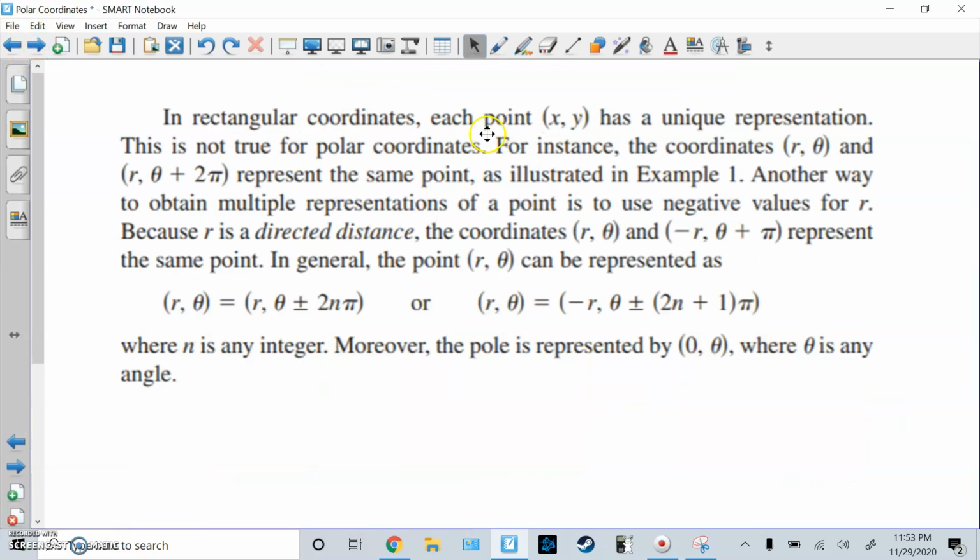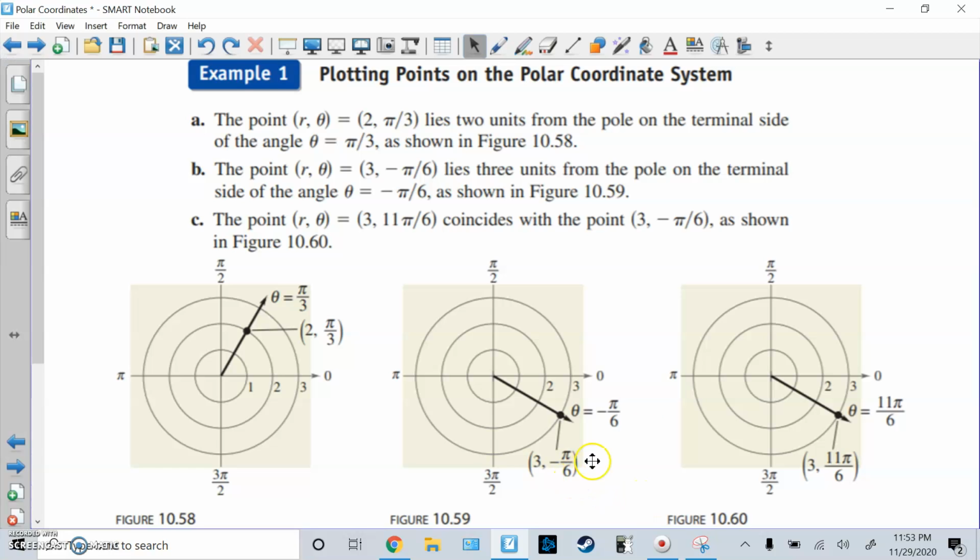In rectangular coordinates, each point xy was unique. That means there's only one way to get there. But that's not true for polar. We could have r comma theta, and then we have r comma theta plus 2 pi, which is the same point, just like that last example. Again, negative pi over 6 is the same thing as 11 pi over 6. Those are coterminal angles.